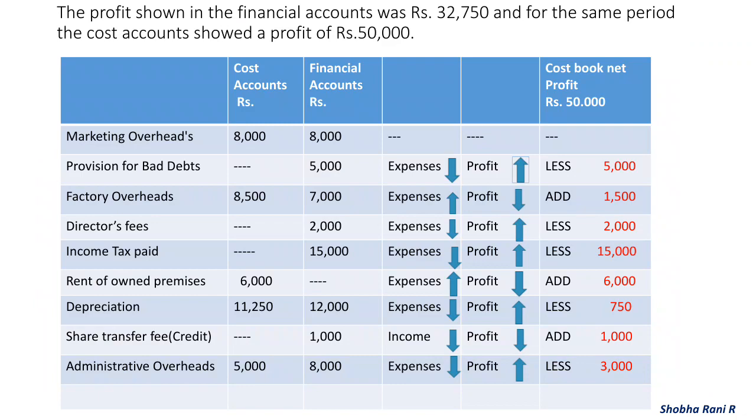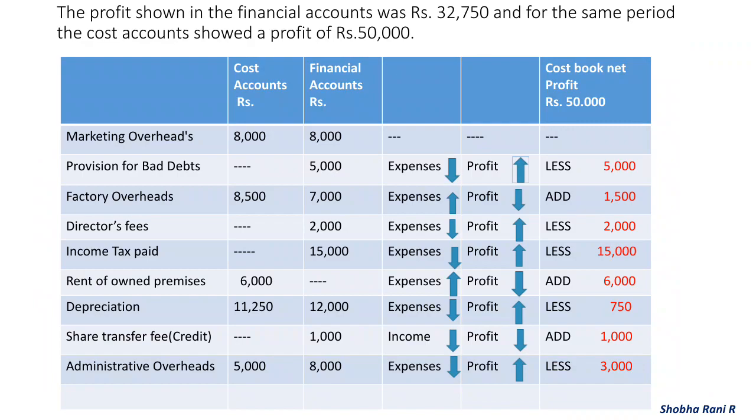Next one, depreciation in cost account is rupees 11,250 and that in financial account is rupees 12,000. This is an expense and it has the effect of increasing profit by rupees 750 as compared to financial profit. Then, in order to reconcile, rupees 750 will be deducted from costing profit. In other words, expenses decreases, the profit increases, hence it has to be subtracted from cost book net profit.